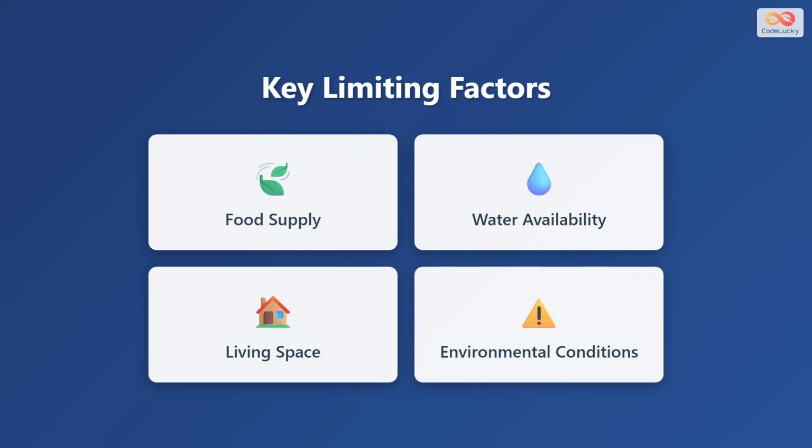Several key factors determine the carrying capacity of an environment. First is food supply. Without adequate nutrition, populations cannot survive or reproduce effectively. Second is water availability, which is essential for all life processes. Third is living space. Organisms need sufficient territory for shelter, breeding, and avoiding overcrowding. Finally, environmental conditions like temperature, pH, and other physical factors play crucial roles. When any of these factors becomes scarce, it limits how many individuals the environment can support.